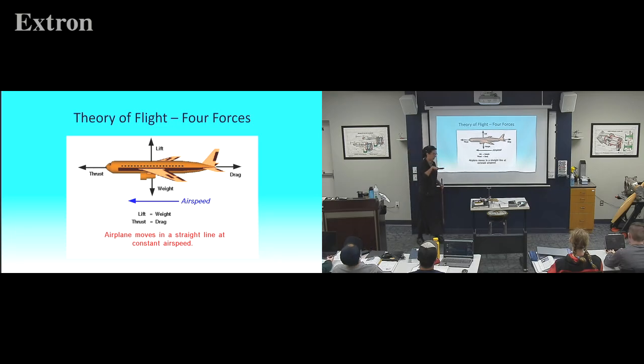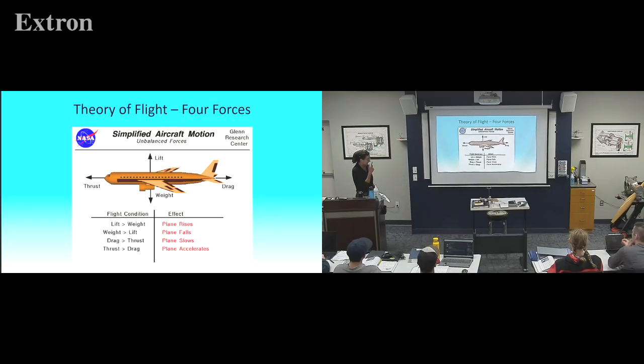Not speeding up, not slowing down, you just set airspeed, going along, then thrust equals drag, lift equals weight. So straight line, constant airspeed. However, if flight condition changes and we accelerate or decelerate, then something is out of balance. So if we shove the throttles forward, get more thrust, that overcomes drag. Now we'll accelerate. Thrust will be greater than drag.